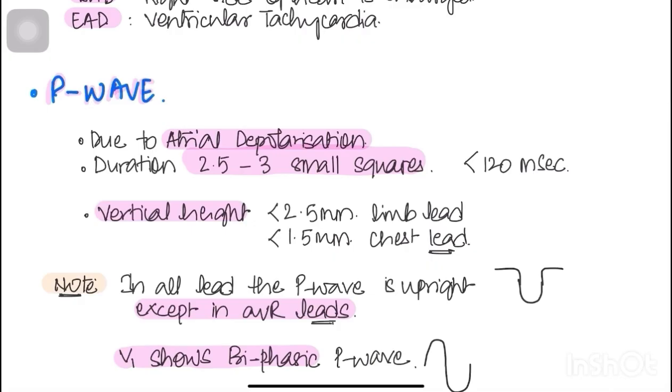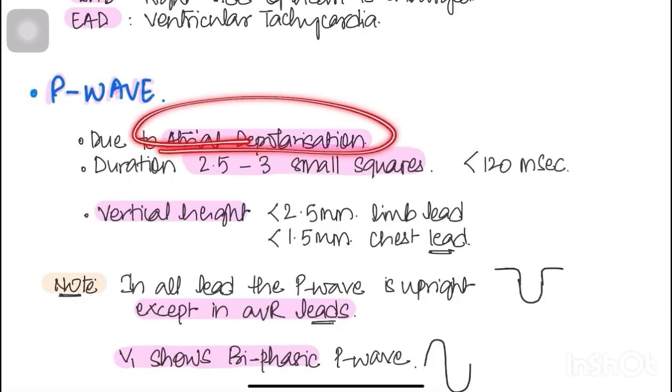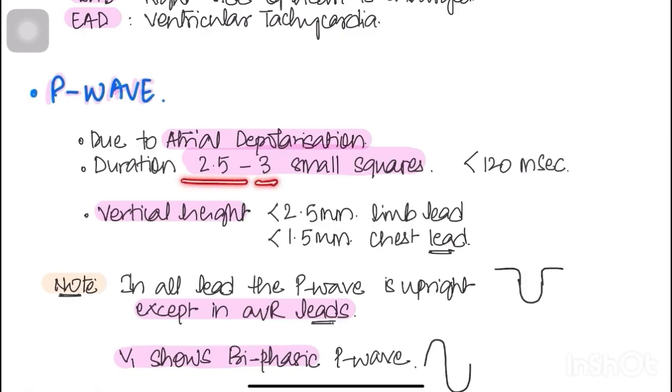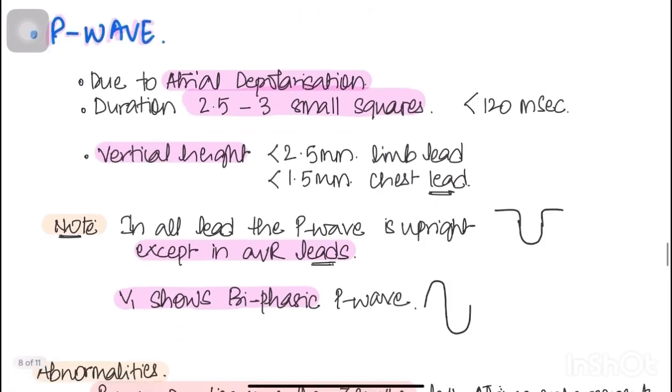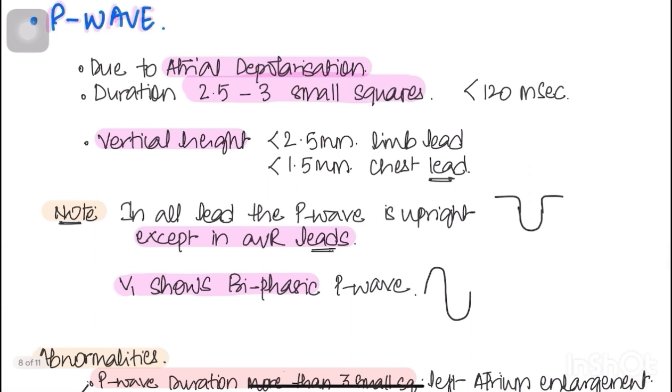P wave indicates atrial depolarization. The duration is 2.5 to 3 small squares, that means 120 milliseconds. The height is usually less than 2.5 millimeters in limb leads, and less than 1.5 millimeters in chest leads. Here there's something to understand: in all leads the P wave is always upright, but in AVR lead the P wave is in a downward position.